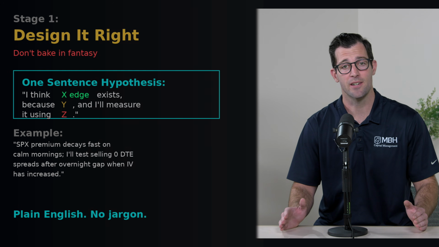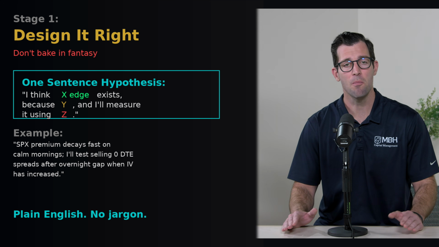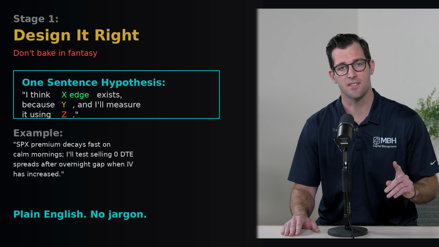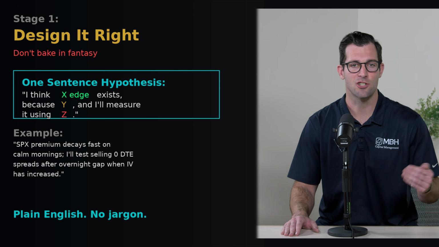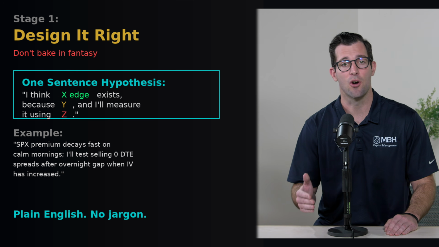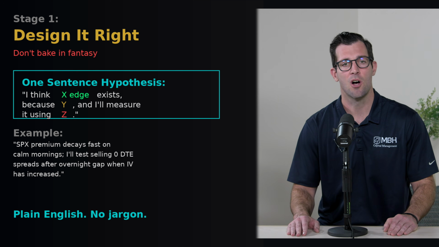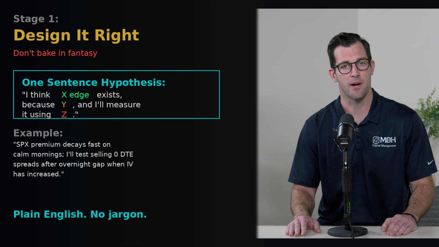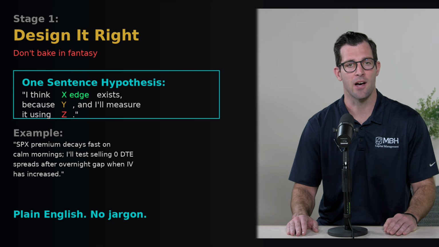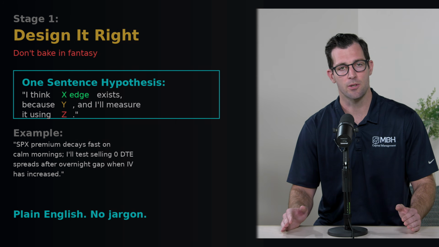Stage 1. We've got to design the test right. Don't bake in fantasy. Start with one sentence. I think X edge exists because Y, and I'll measure it using Z. Example, I think SPX premium decays fast on calm mornings. I'll test selling 0DTE credit spreads after an overnight gap down when the implied volatility has increased.